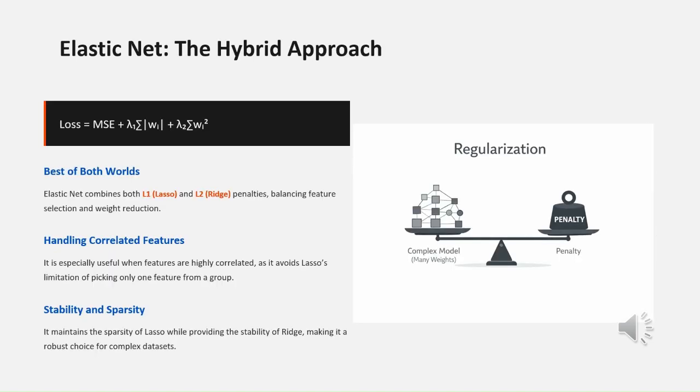And if we want a hybrid approach, that is called elastic net. We use both L1 and L2 types of regularization, and we use the elastic net approach when the model is highly complex, the features are highly correlated, and we cannot pick a single feature from the group.